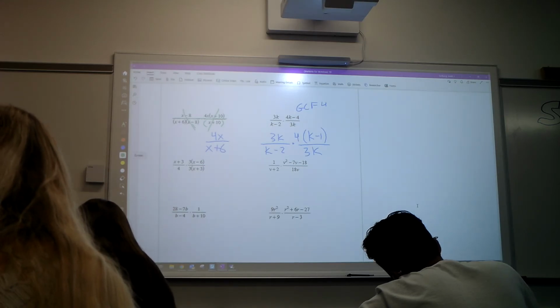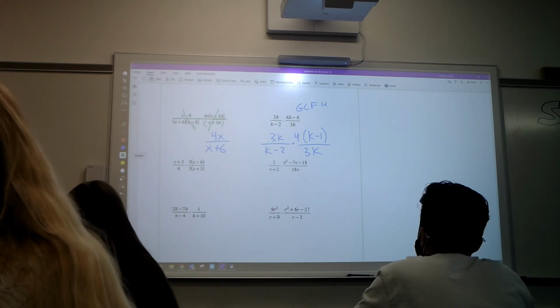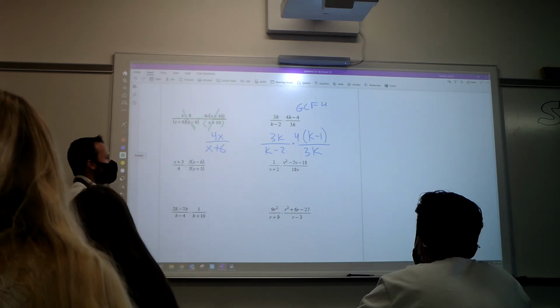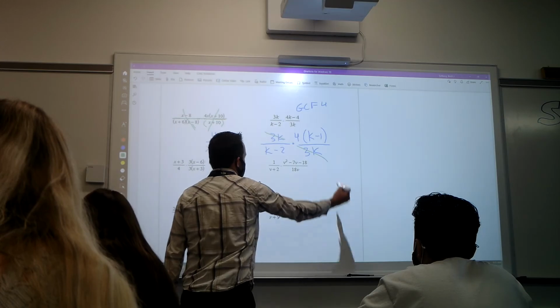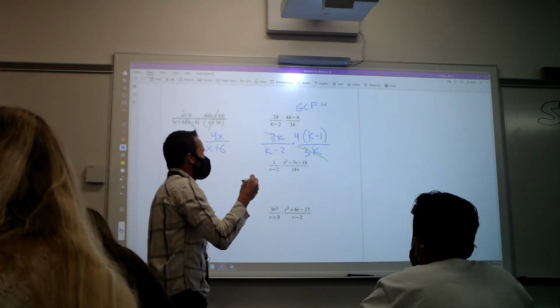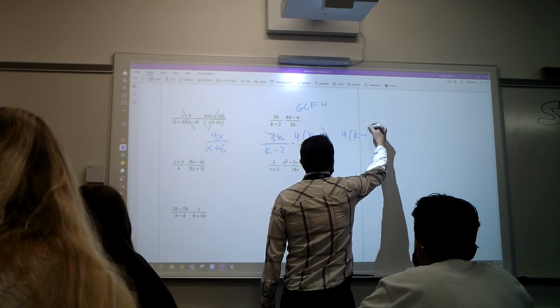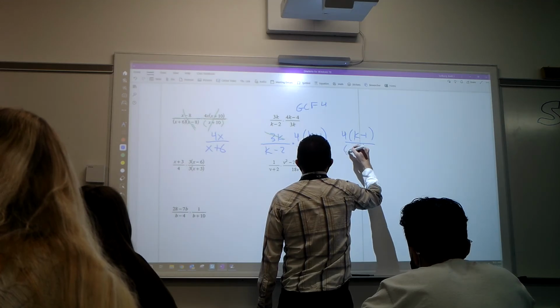3k. Okay, now I factored that out, but does it simplify there? What's the only thing we can cross out? 3k. So then what's left over? Well, you could write it as 4k minus 4. I like to leave it in factored form though, so it's 4 times k minus 1 over k minus 2.